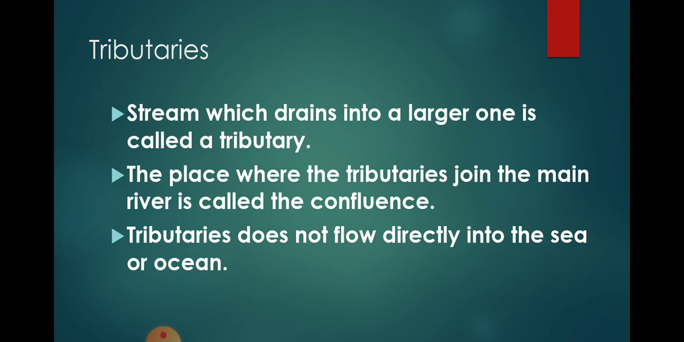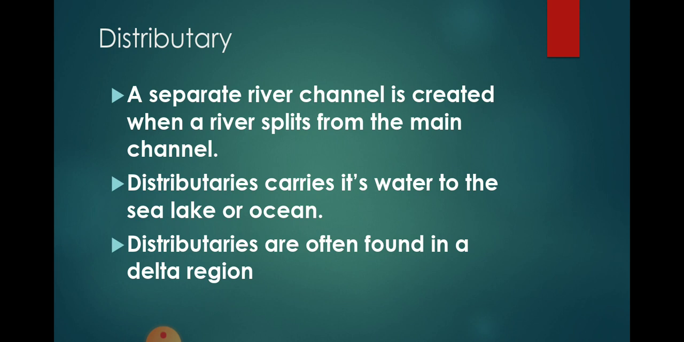The main river flows through the plains, and later, before getting to the final destination, the river again separates itself into different channels. We call these the distributaries. Now we can see what distributaries are.